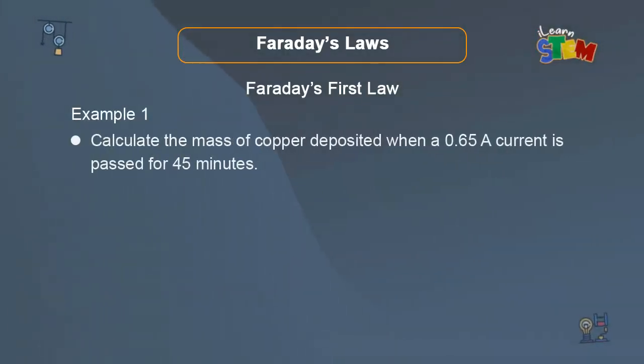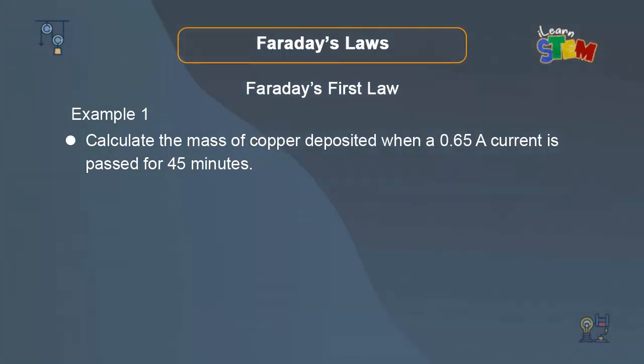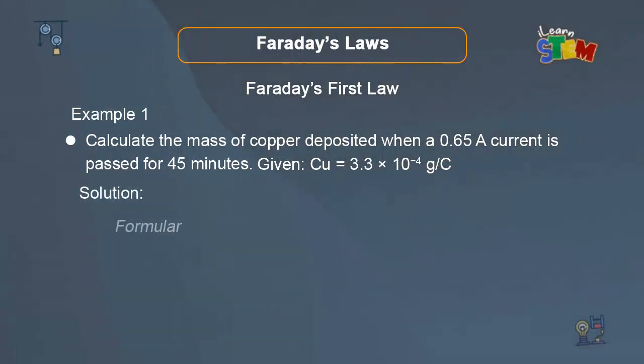Let's solve an example. Find the mass of copper deposited during electrolysis. The question is, how much copper is deposited when a current of 0.65 amperes flows for 45 minutes? We are given that the electrochemical equivalent of copper is 3.3 times 10 to the power of minus 4 grams per coulomb. We'll use the formula m equals Z times I times t, where Z is the electrochemical equivalent, I is the current, and t is time in seconds.